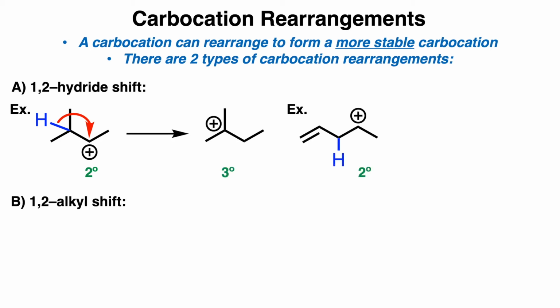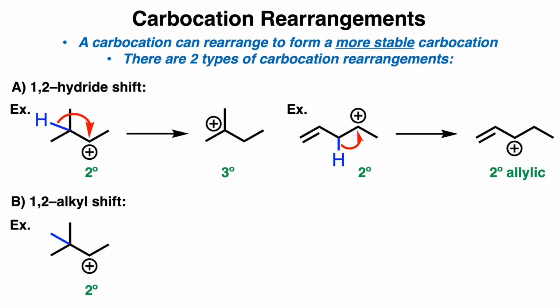In this next example on the right, the hydrogen bond can move to the carbocation position, which thus forms a secondary allylic carbocation, which is much more stable than the original secondary carbocation. And in a 1,2 alkyl shift, you can move a carbon-carbon bond to also form a more stable carbocation.